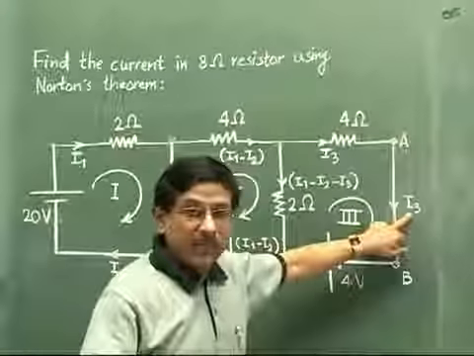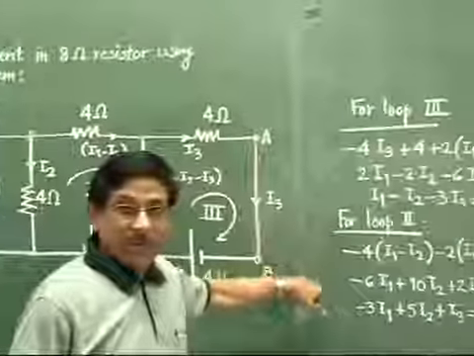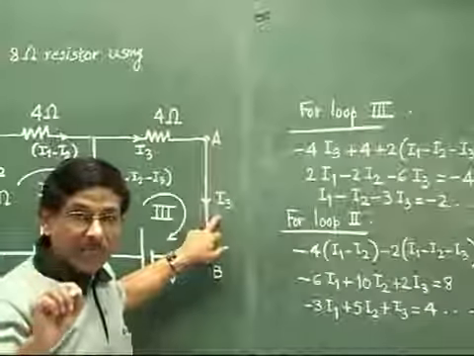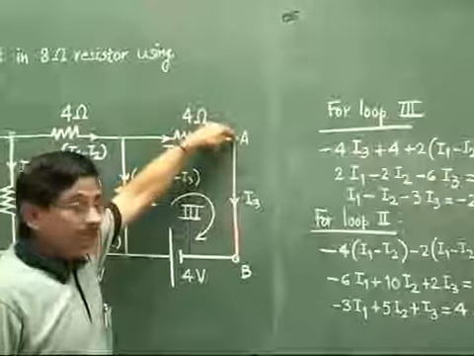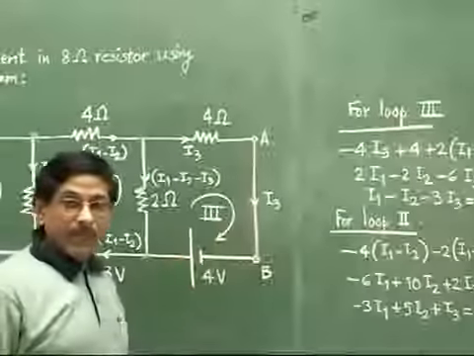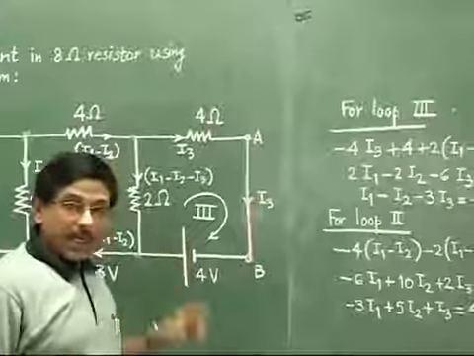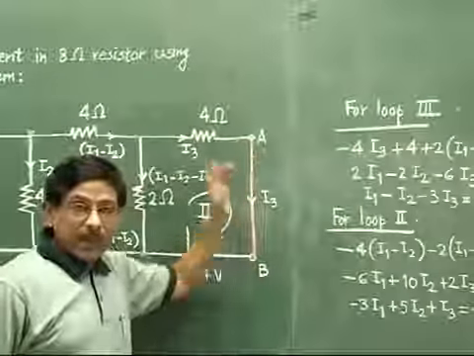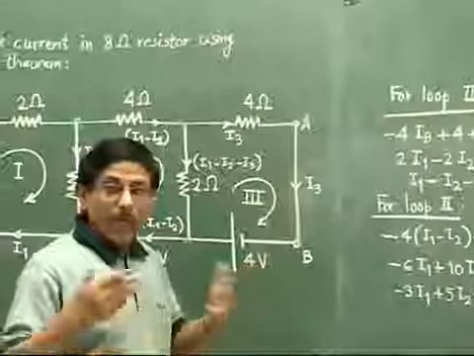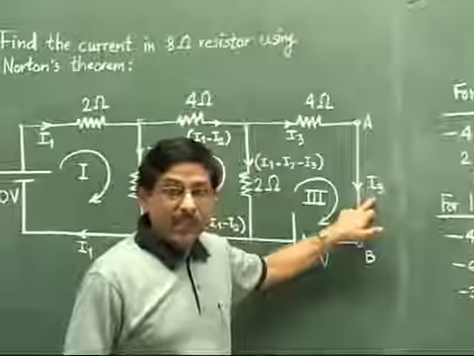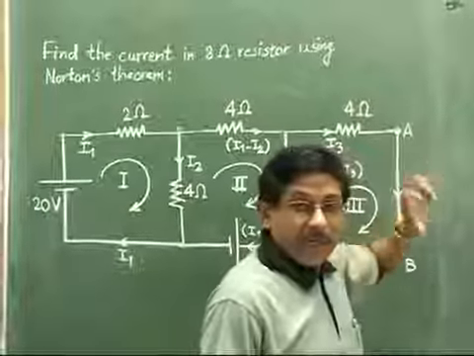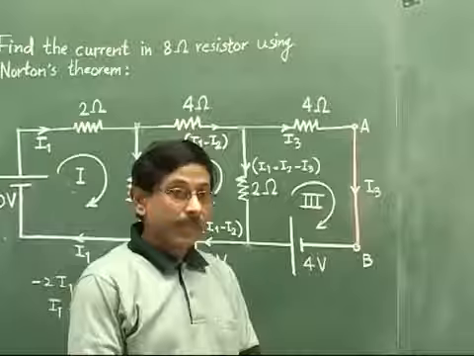So you can pause the video and solve these 3 equations and find out the value of I3. Suppose your value comes plus, then that means the current is really flowing from point A to B. If your value comes minus, that means actually the current would be flowing from B to A. But that will be apparent only after we get the value for this I3. So you can pause the video and solve the equations and just calculate what would be the value of I3.